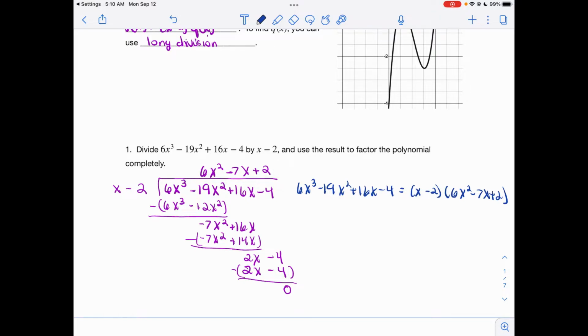But then it says, use your result to factor the polynomial completely. Notice I've gotten this down to a quadratic. Well, we all know how to factor quadratics. So I have that first factor I did long division with. And then 6x squared minus 7x plus 2 will factor to 3x minus 2 times 2x minus 1. And so the original trinomial, I now have factored completely to this.